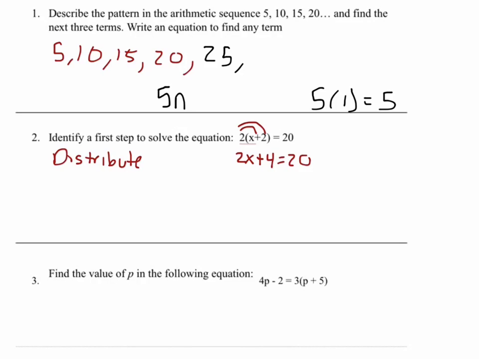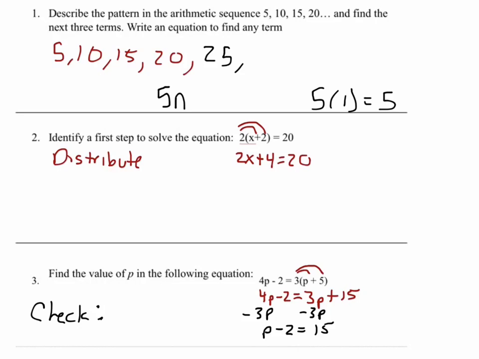Again, so here we're going to distribute, and we're going to have 4p minus 2 equals 3p plus 15. And now let's get p's to one side. So minus 3p, minus 3p. Alright, so we have p minus 2 equals 15. And now you gotta know how to solve this. And you could check it, always check it, by plugging it in. Okay, so you could plug it back in.